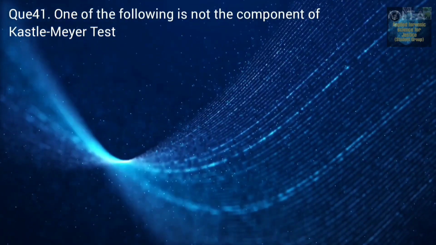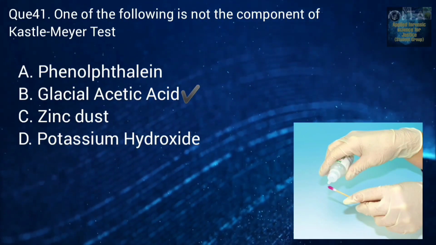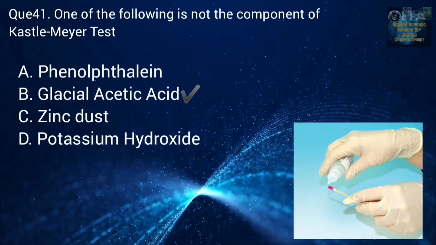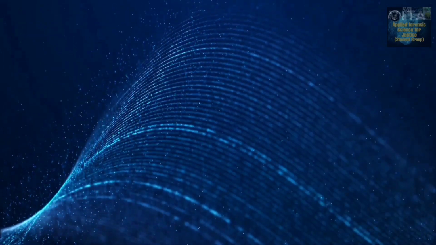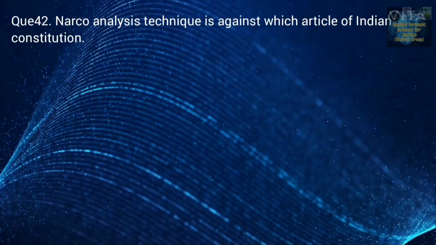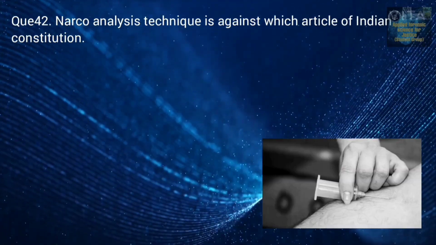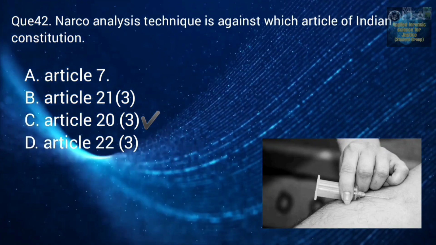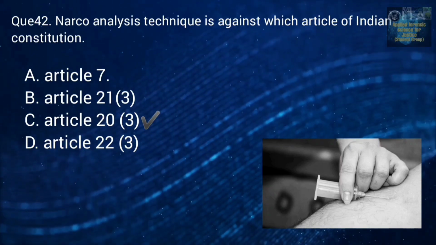Question number 41. One of the following is not a component of the Kastle-Meyer test. Options are A phenolphthalein, B glacial acetic acid, C zinc dust, D potassium hydroxide. The correct answer is B glacial acetic acid. Question number 42. Narco-analysis technique is against which article of the Indian Constitution? Options are A Article 7, B Article 21(3), C Article 23, D Article 22(3). The correct answer is C Article 23.